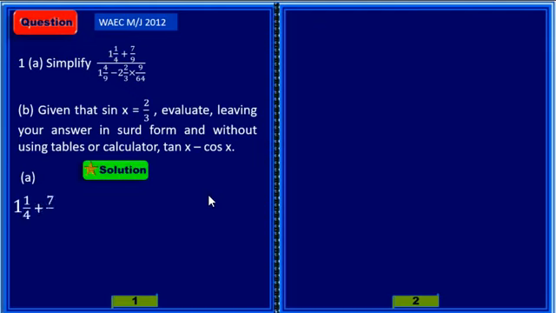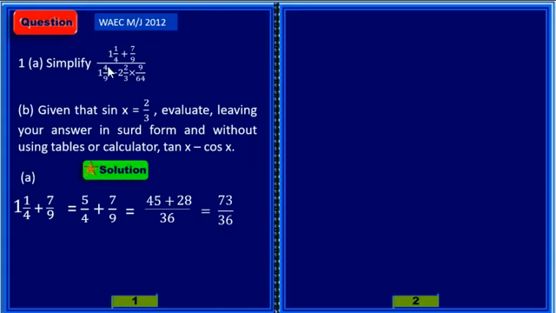Question number 1a. 1 1/4 plus 7 over 9. The numerator of the fraction can be simplified as follows. Change 1 1/4 to an improper fraction. Then multiply across. 5 times 9 gives us 45. 4 times 7 will give us 28. Then 4 times 9 will give us 36. On further simplification, that gives us 73 over 36.